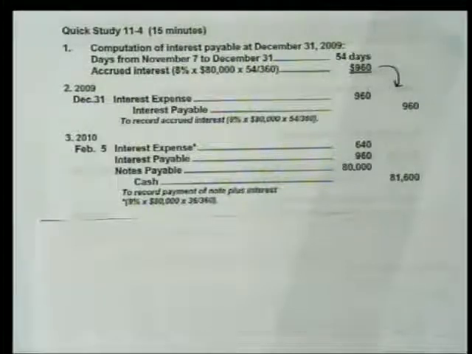Then I ask myself, how much of that $1,600 has not yet been expensed but needs to be? Well, in this case, it's $640. I reduce the interest payable liability that I established on December 31st. I take the principal off the books, and then it all should balance real nicely. Okay? And we've kind of done this before, haven't we? Did this in chapter 3 a little bit. We looked at something similar in the notes receivable chapter. Lots of memories, right? Yeah. Lots of memories. Okay. Questions on Quick Study 11.4?